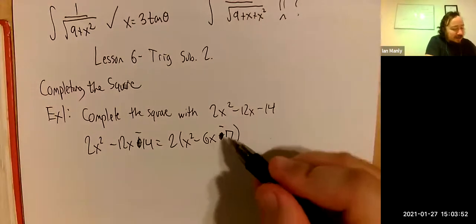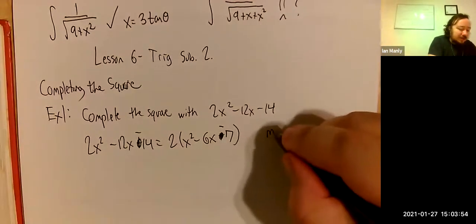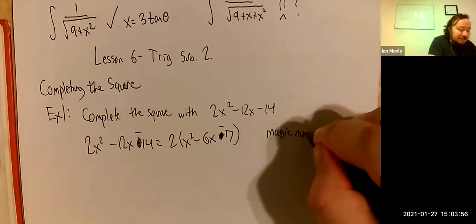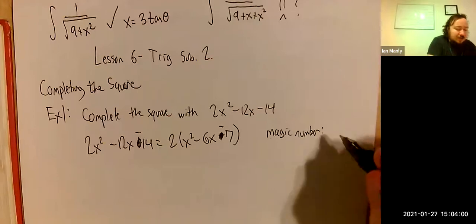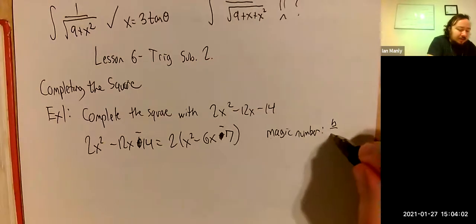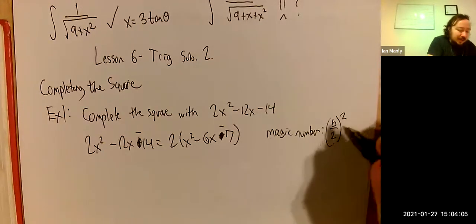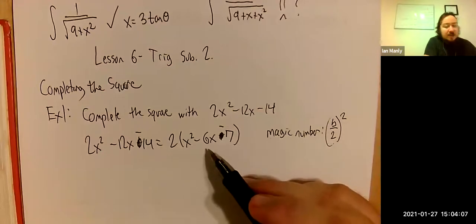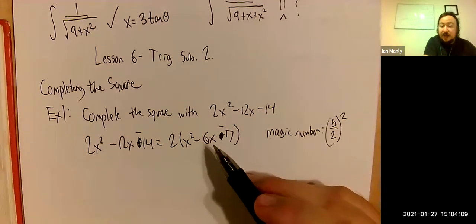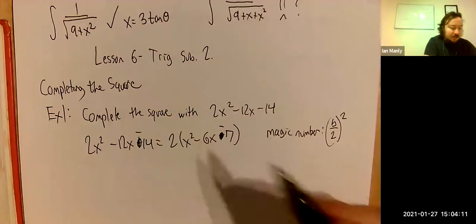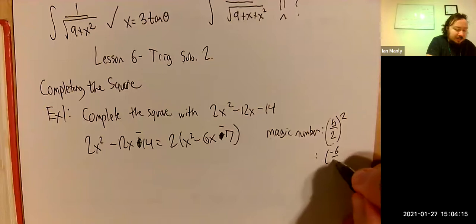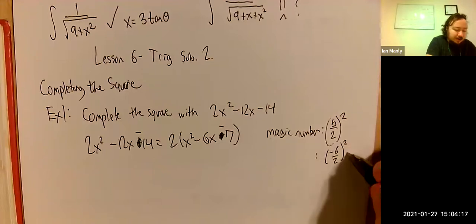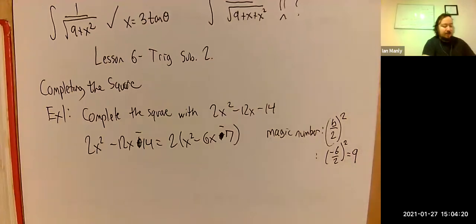Now what we're going to do is look for what I like to call the magic number for completing the square. That magic number is going to be b over 2 squared, where by b I mean the number that's in front of the x term right here. So what's our magic number for this problem? Well, we have negative 6 over 2 squared. That's going to be 9.